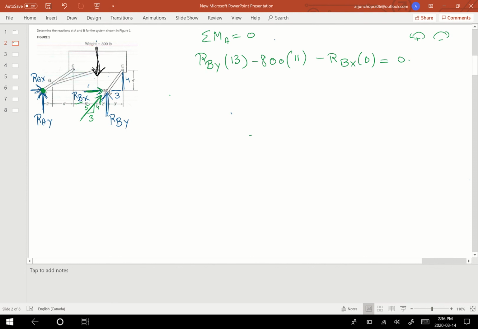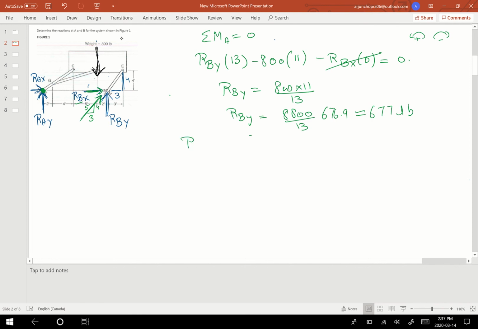And then this is equal to 0, this cancels out, so RBY comes out to be 800 times 11 divided by 13. RBY comes out to be 8800 divided by 13, which comes out to be 676.9. So I'm going to mark it as 677 pounds. So I figured out the RBY value.